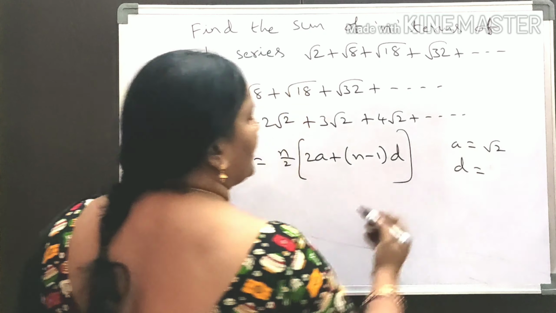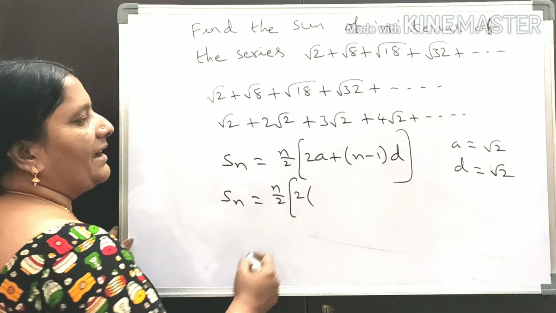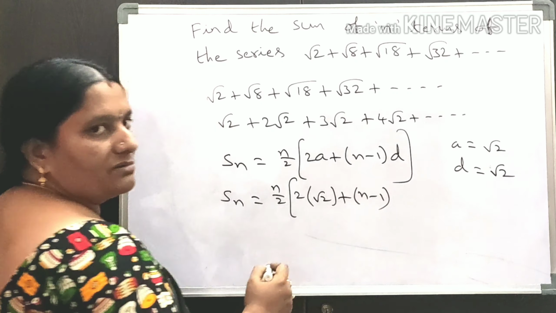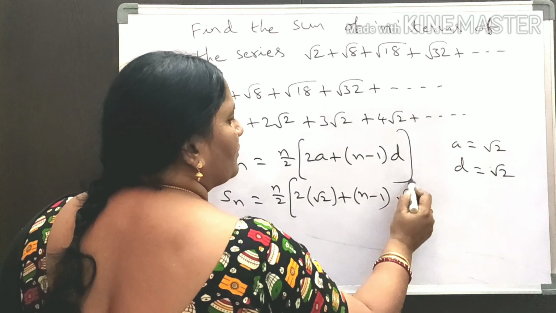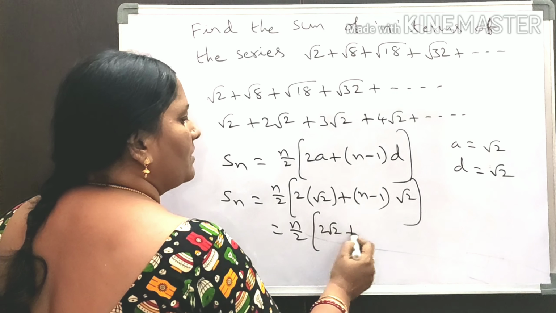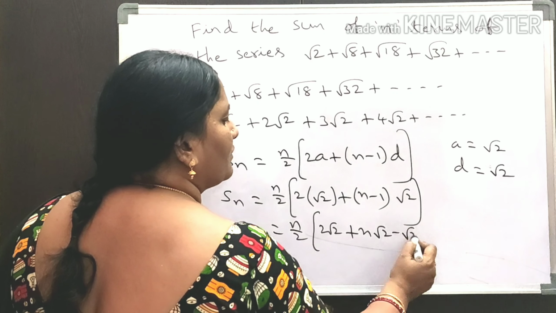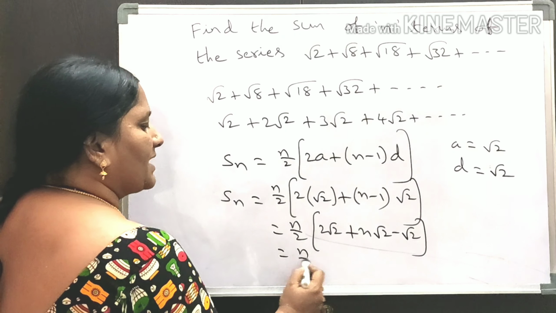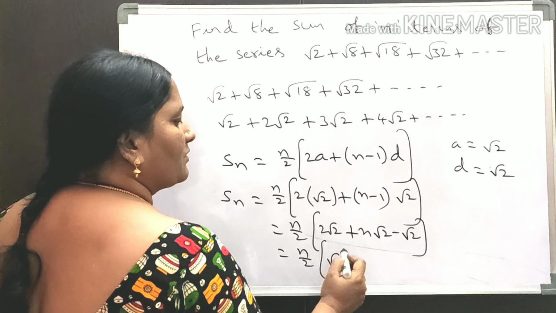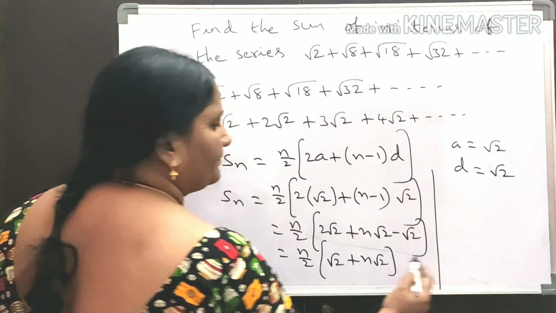The sum of n terms is equal to n by 2 into (2 into a), where a is the first term, root 2, plus (n minus 1) into d, whose value is root 2. Then it becomes n by 2 into (2 root 2 plus n root 2, and this minus 1 into root 2 is minus root 2). It becomes n by 2 into (2 root 2 minus root 2 plus n root 2), which is root 2 plus n root 2.